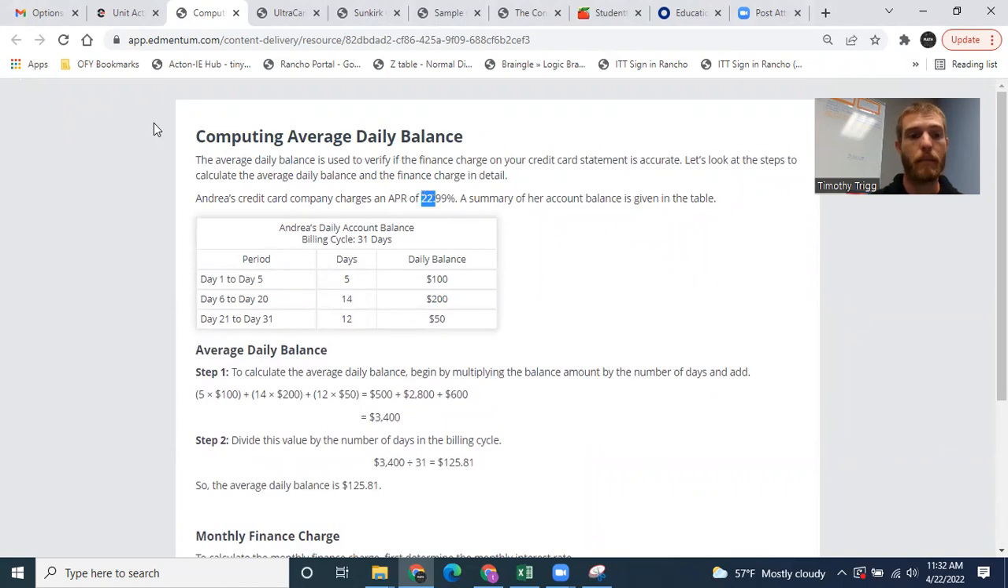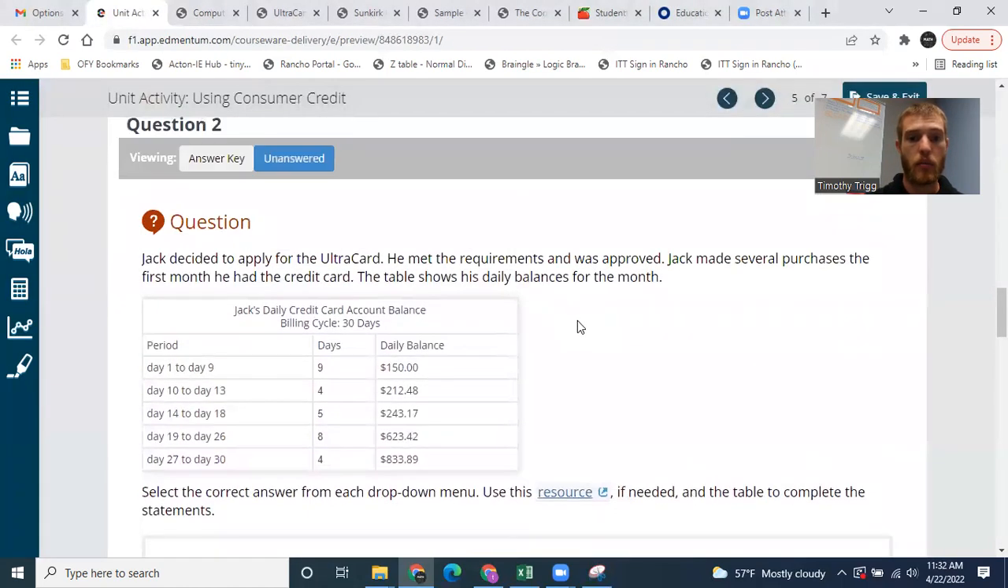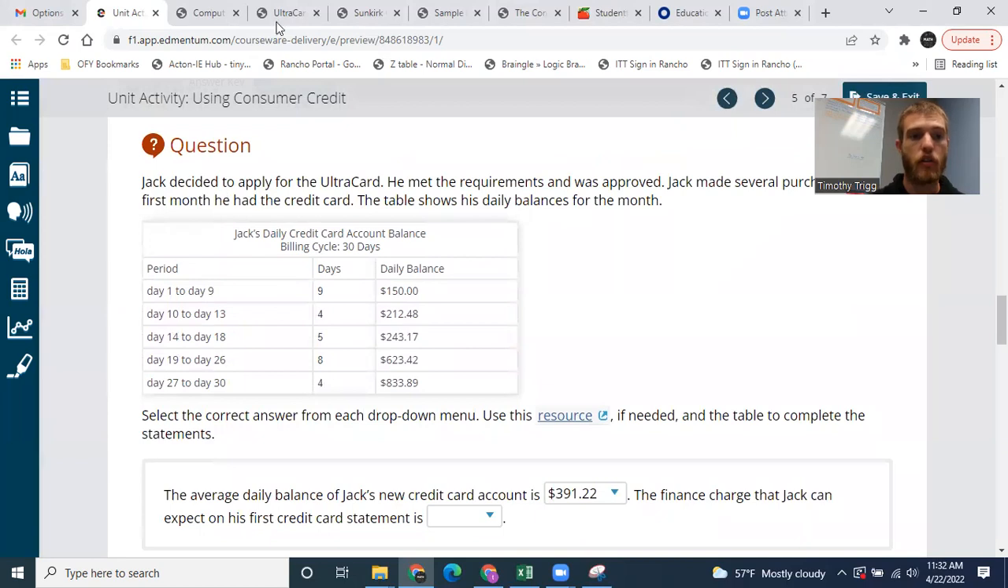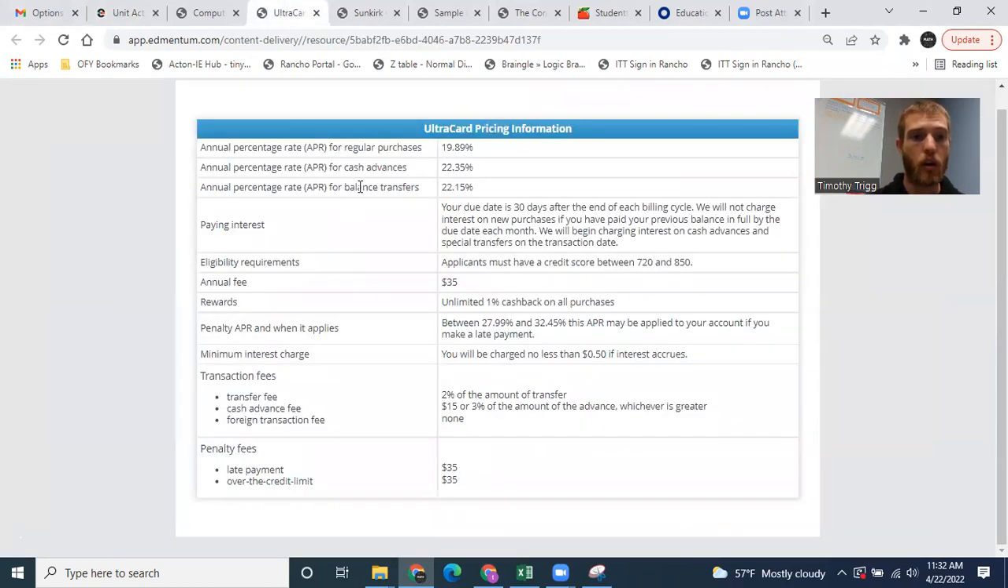So our monthly interest rate, in Jack's case, remember Jack is using the Ultra card. This is his first month. He's doing the Ultra card, 19.89. So what we're going to do is divide that by 12. So 19.89 divided by 12. This gives you a monthly interest rate. You should get 1.6575.